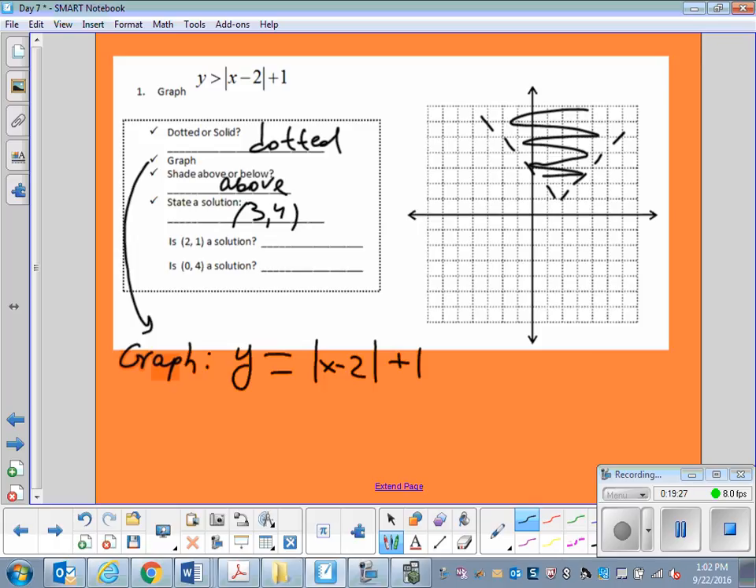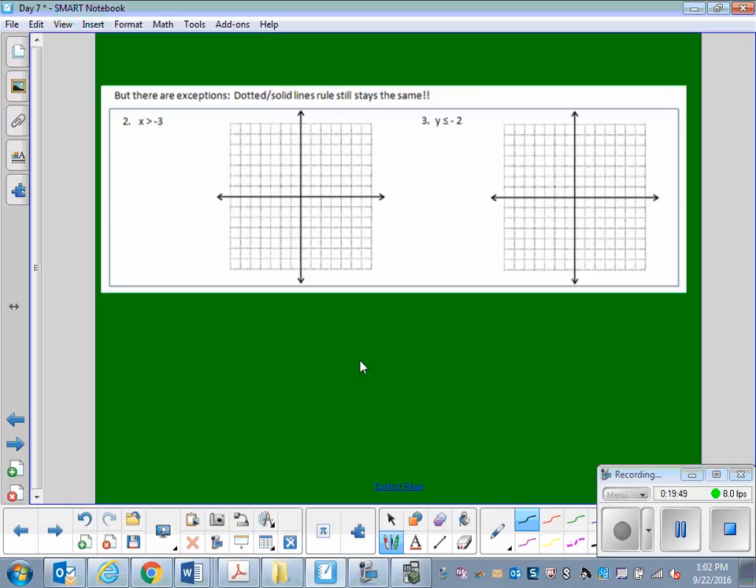Very good. So is 2, 1 a solution? No. 2, 1. Oh, it's exactly on that line, right? But the line is dotted, so no, it's not a solution. What about 0, 4? Yes, that's in the shaded area, so yes. Questions? Let's do one more. Well, actually these two. Let's work on these two.